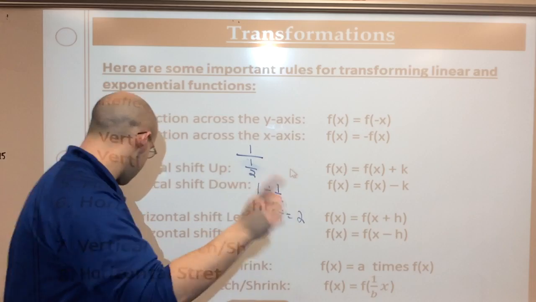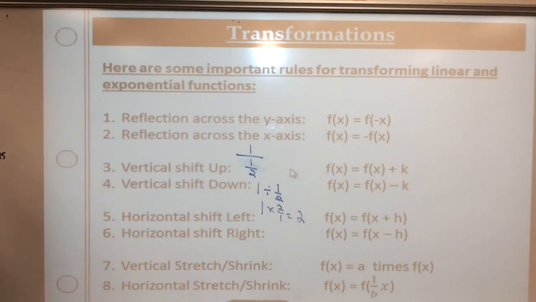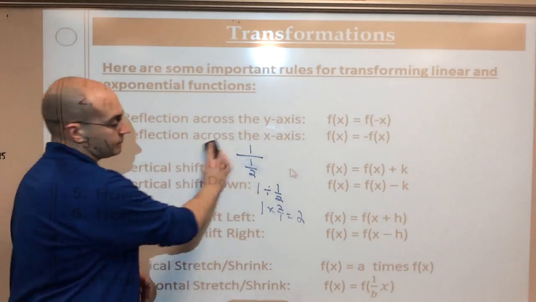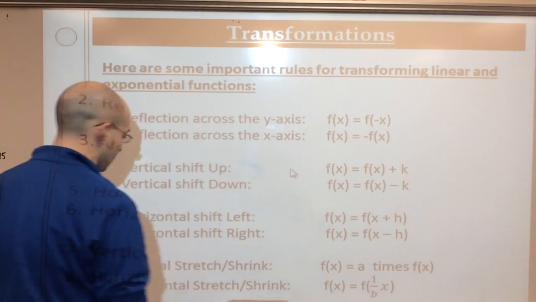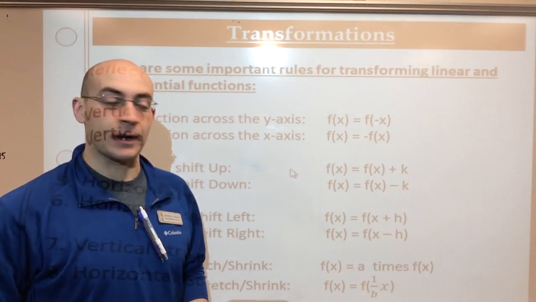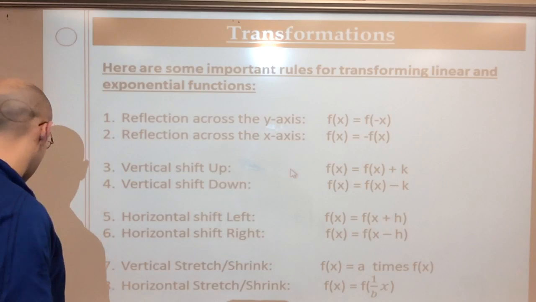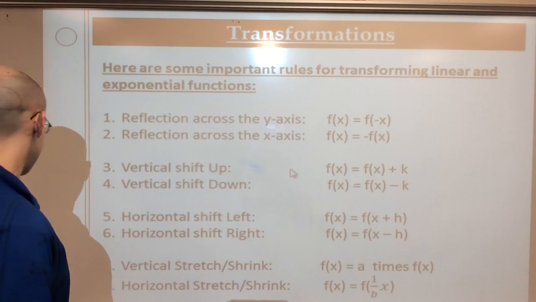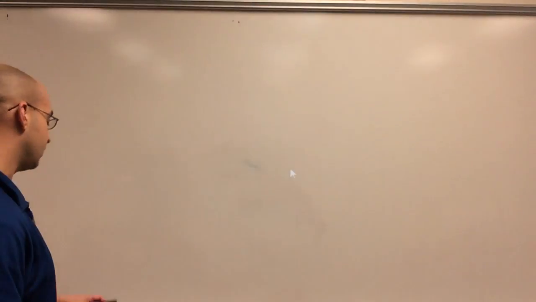Okay? So make sure you understand that relationship there. Vertical stretch is the same as horizontal shrink, and a vertical shrink is the same as a horizontal stretch. Okay. There we go. So let's do one completing the square. And yeah, we'll wrap things up there.